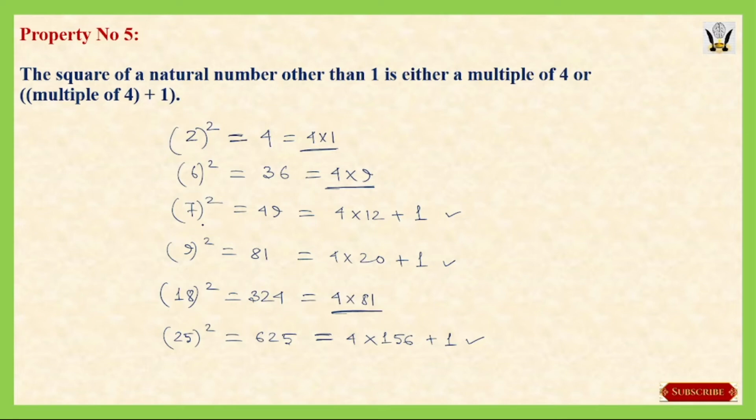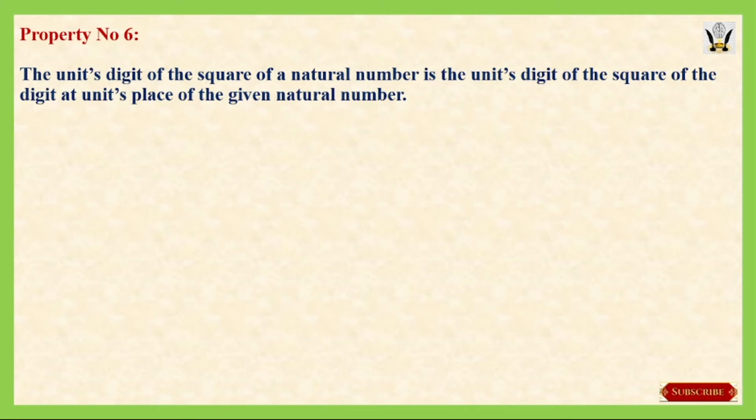So they will be multiples of 4 plus 1. This is again one of the important properties of square numbers. Next we will learn another property, and that says something about the units digit of the square of a natural number. First we will choose a natural number like 5. If we choose that, then the square of that natural number is what?